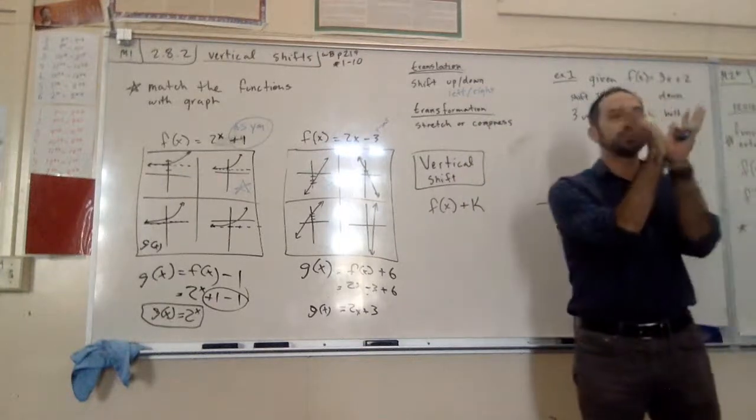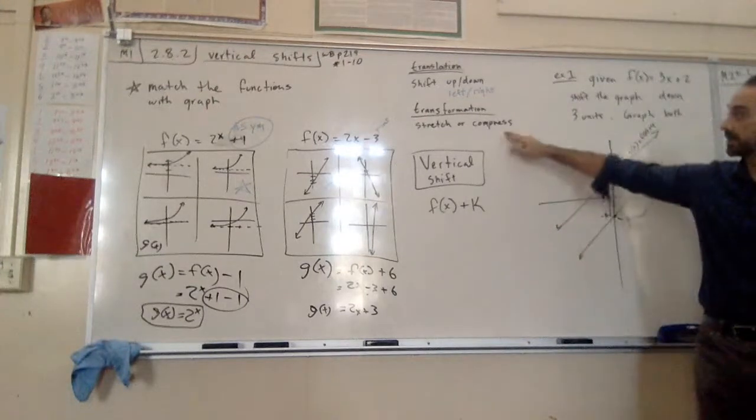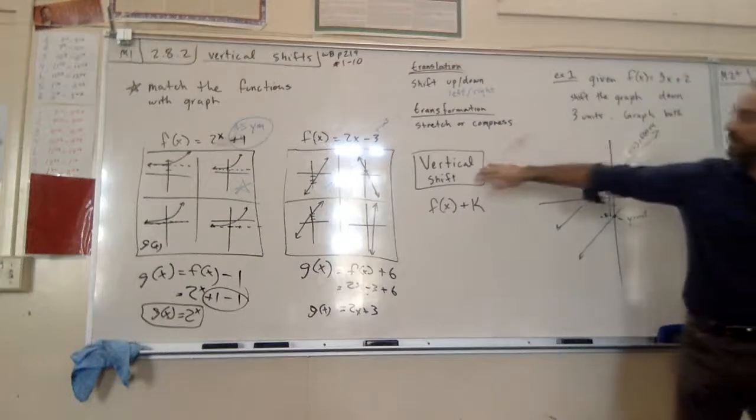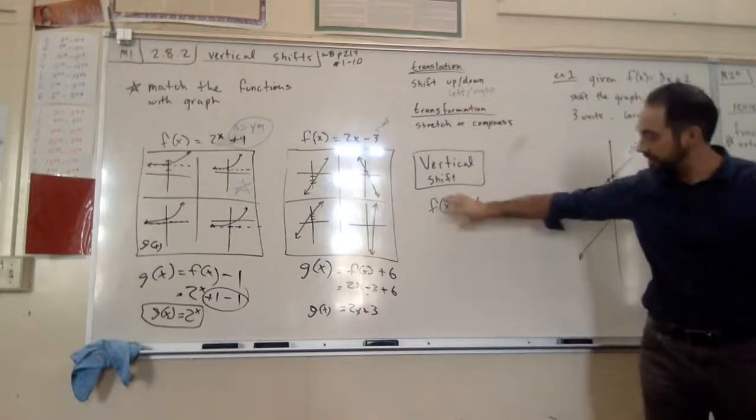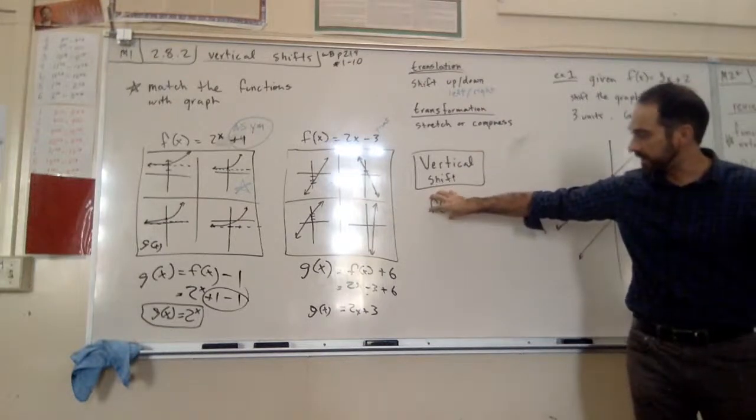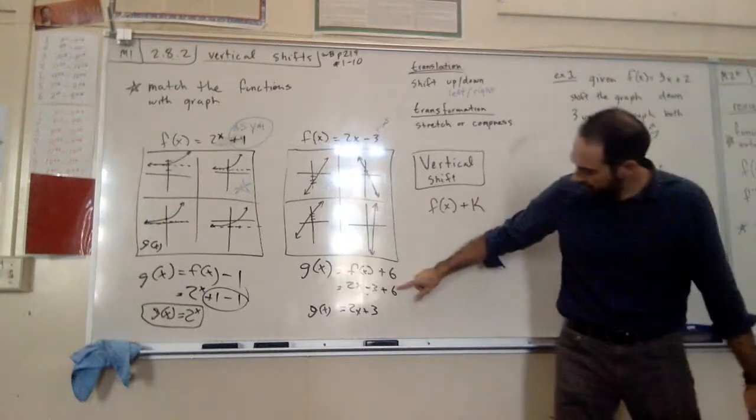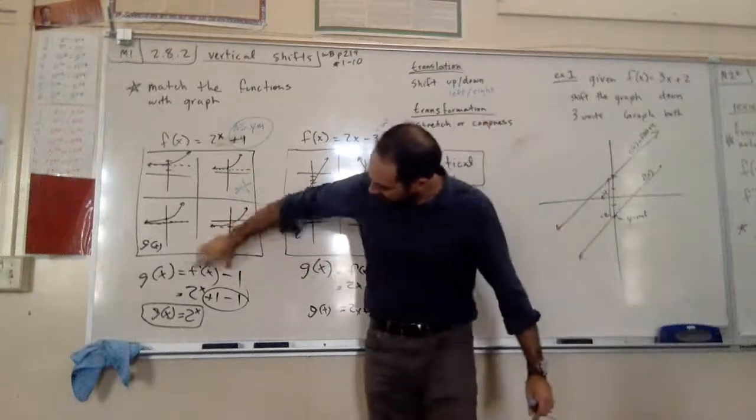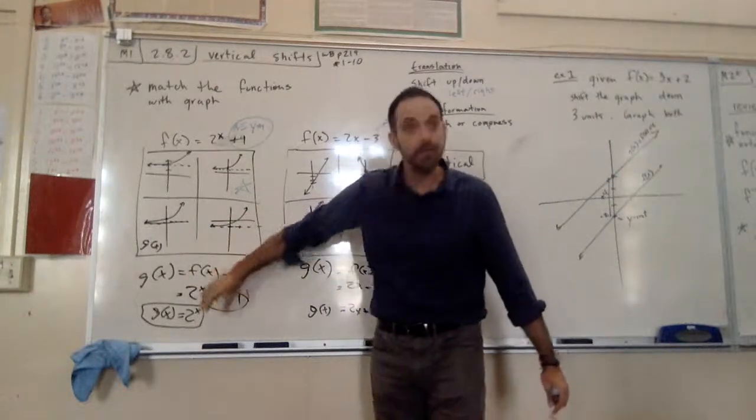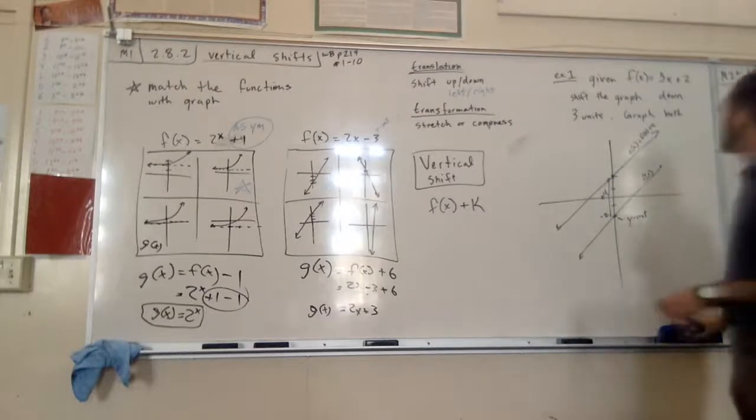Transformations is when we stretch it or compress it. That's a different action. That's coming later for you guys. Now, today is just translations. We're just shifting it up and down, vertical shift. And that's when you take the function, to find your new function, you just take it and you add or subtract some k value to the end of it, just like we did here. It was f of x plus 6, so I took f of x and I added 6. It was f of x minus 1, so I took f of x and minus 1. You get your new function from that. It's very straightforward. Okay? Good?